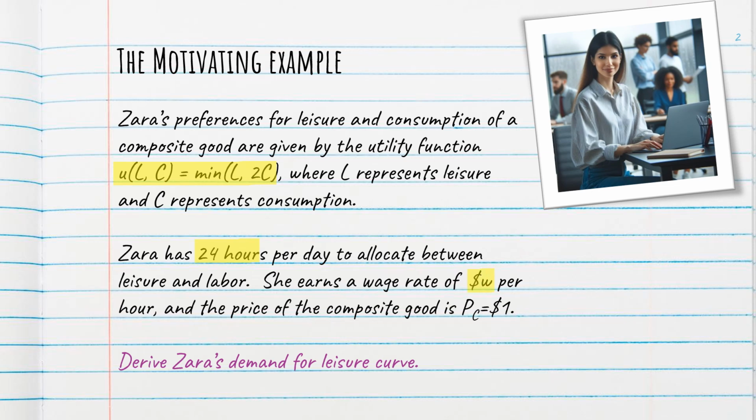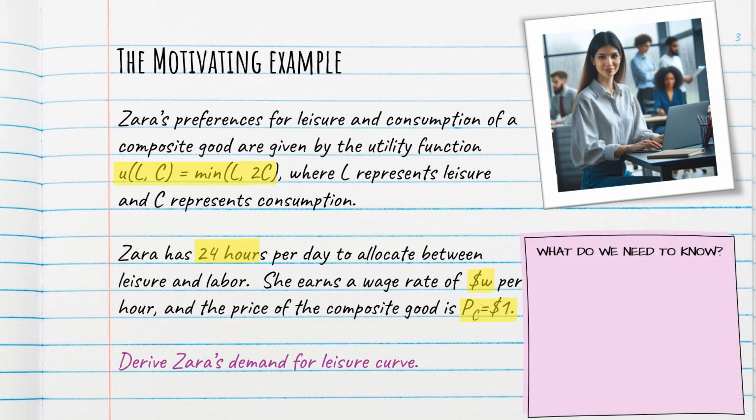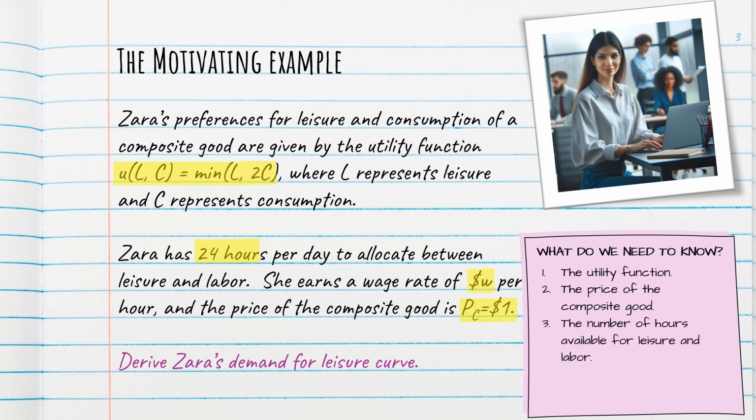She earns a wage rate of W dollars per hour, and the price of the composite good is $1. Our first goal is to find her demand curve for leisure. What do we need to know to answer this question? We need to know the utility function, the price of the composite good, and the number of hours available to divide between leisure and labor.